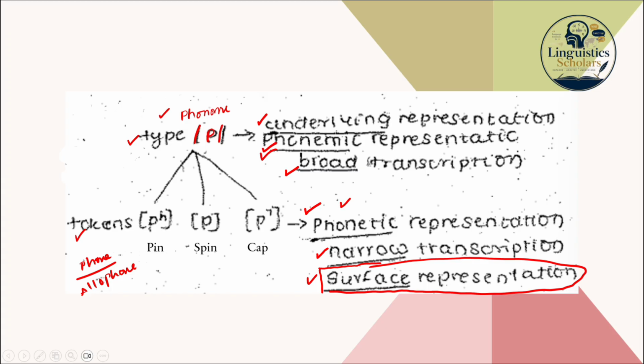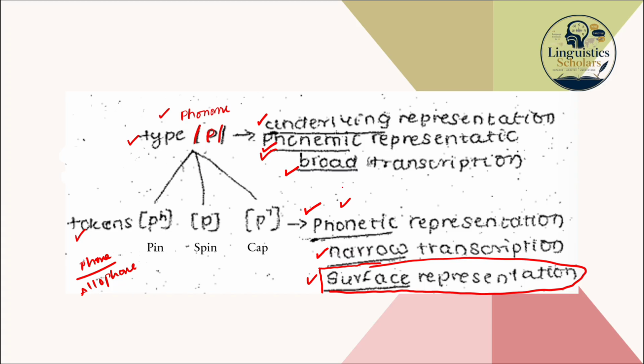Why are they phonetic representations? Because some extra features are basically added to the sounds while we are actually producing them, which were absent at the level of the phoneme. So as a result, the allophones are called the phonetic representation of the phoneme, whereas the phoneme is just a phonemic representation.